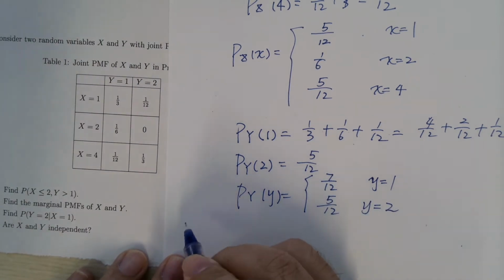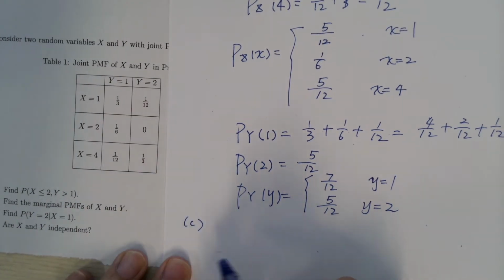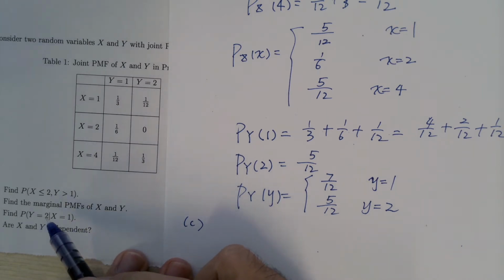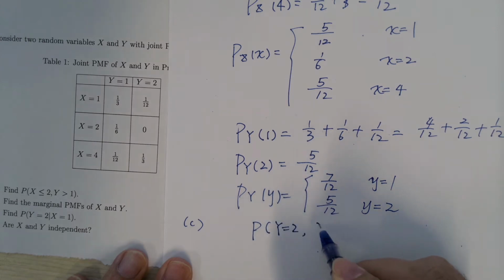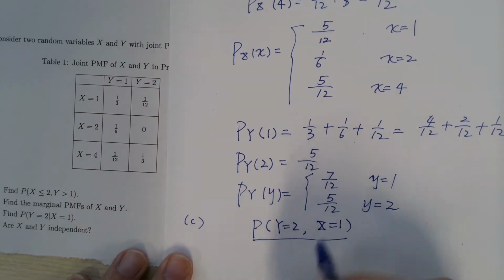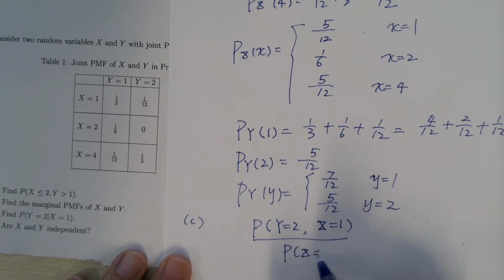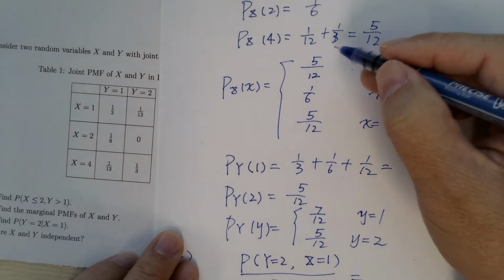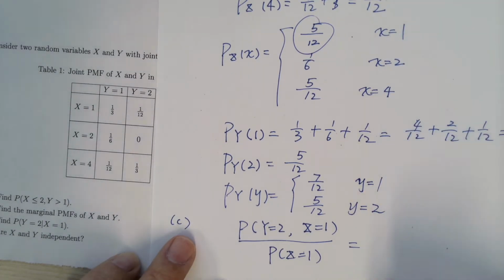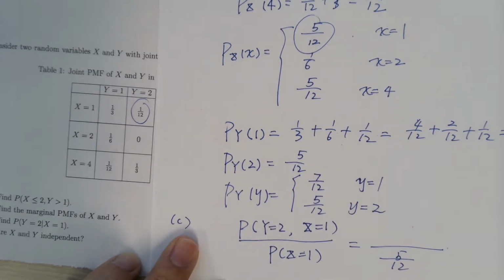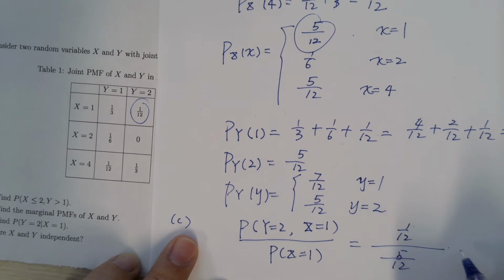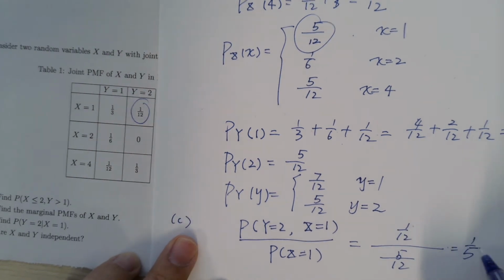Part C is to figure out what is the conditional probability of y equals 2 given x equals 1. Based on the conditional probability, it equals the probability that y equals 2 and x equals 1 over the probability that x equals 1, right? The probability x equals 1 is right here, it's 5 over 12 on the bottom. When y equals 2, x equals 1, it's this one, so it's 1 over 12. So put it together, that gives us 1 over 5.